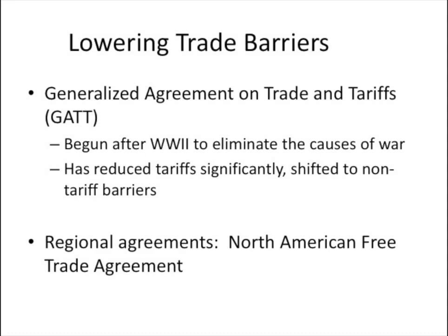The major agreement that started the free trade movement since World War II was the General Agreement on Tariffs and Trade, GATT, and you will see that in a number of readings coming up.